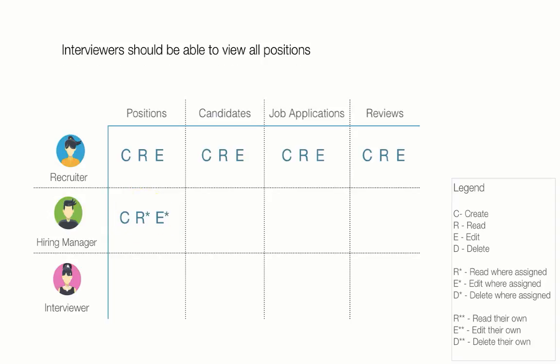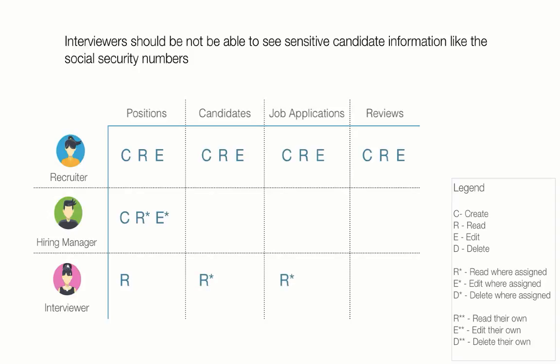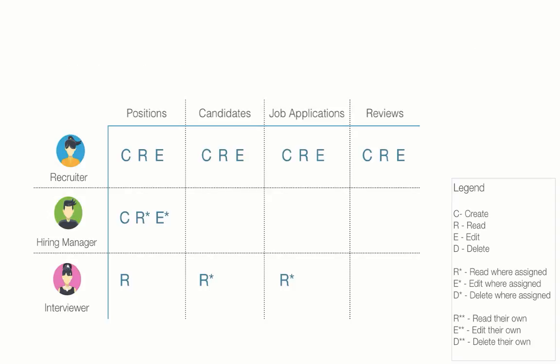Interviewers should be able to view all positions. Interviewers should only be able to view candidates and job applications to which they have been assigned. Interviewers should not be allowed to see sensitive candidate information like social security numbers. We cannot really document this requirement in this matrix, but we can tackle this requirement using field level security, which I'll discuss later. Interviewers should be able to create and edit their own reviews.